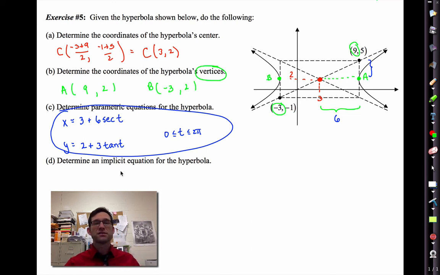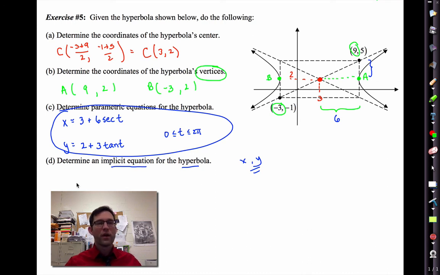Now, the last thing it asks us to do is come up with an implicit equation for the hyperbola. That's one that involves x's and y's, right? One equation. For that, you're going to have to use that modified Pythagorean identity, so I'd like you to pause the video and try that once completely on your own. All right, let's go through it.